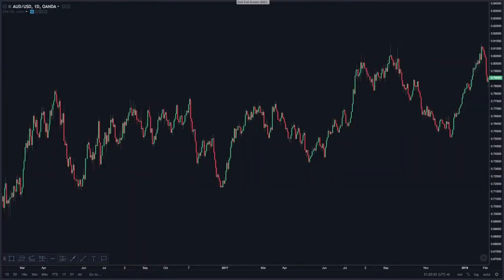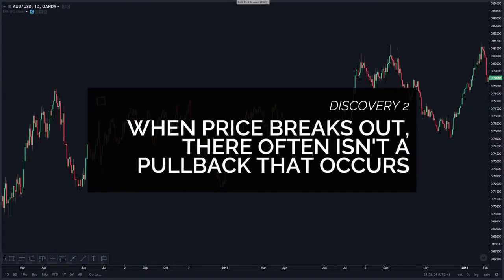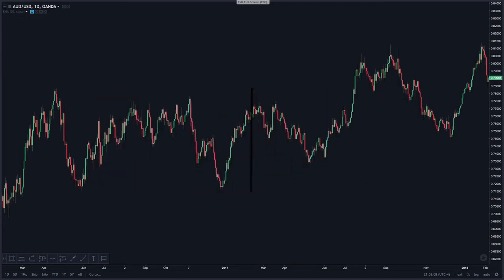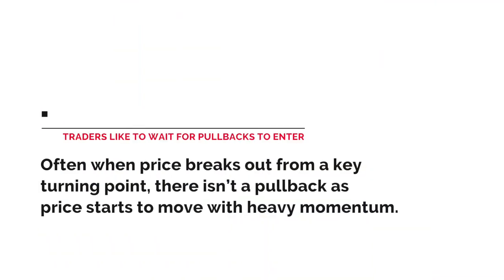Now, onto the second discovery. When price breaks out, there often isn't a pullback that occurs. A lot of traders like to trade the pullback after a fresh break. But often when price breaks out from a huge turning point, such as a key weekly or monthly level, there often isn't a pullback as price starts to move with heavy momentum.